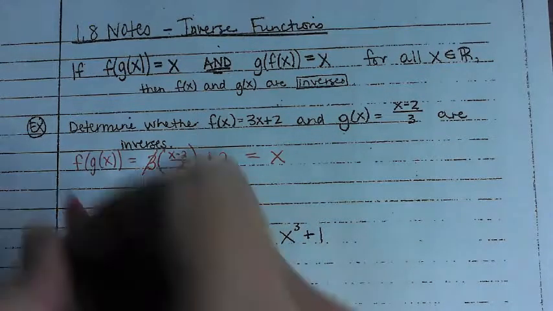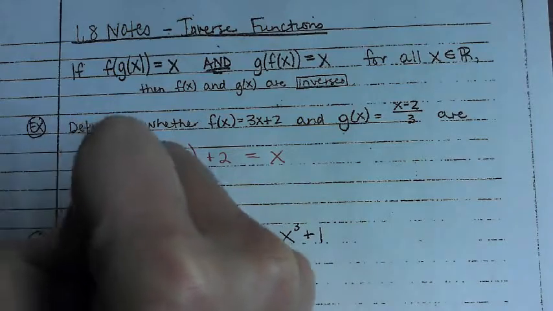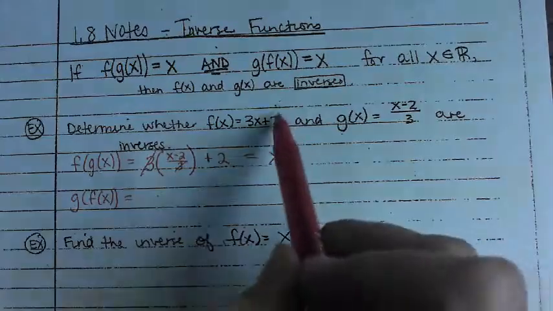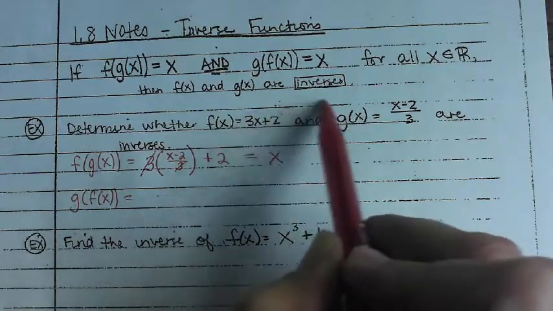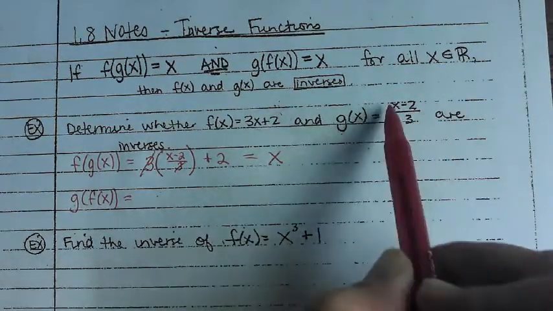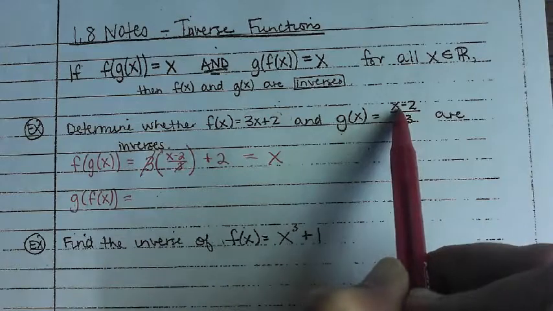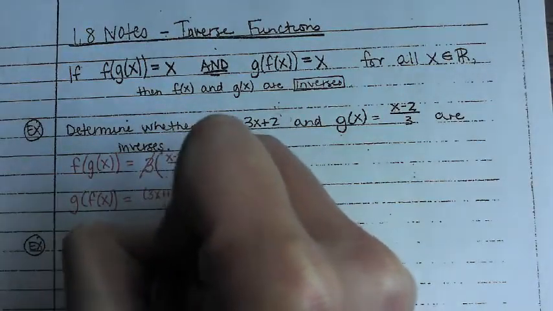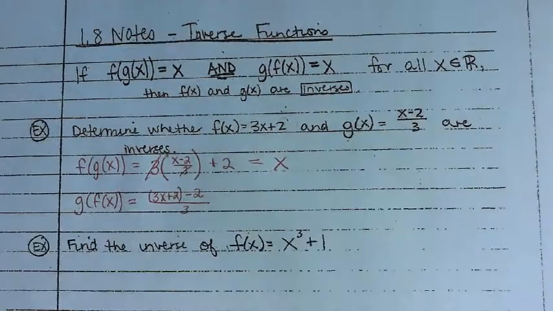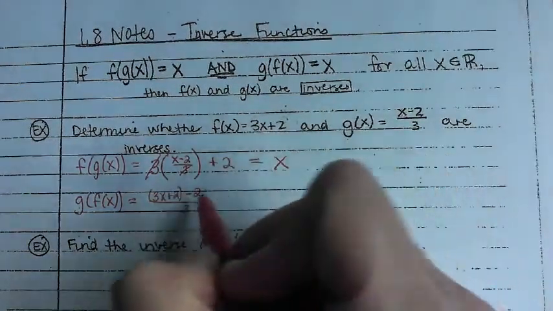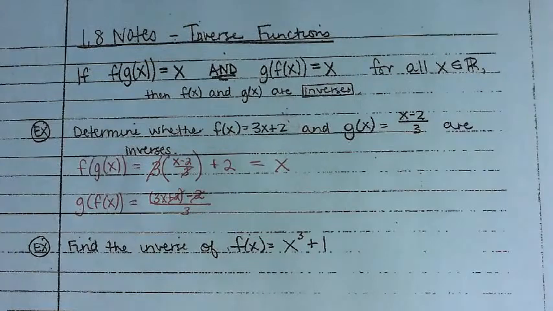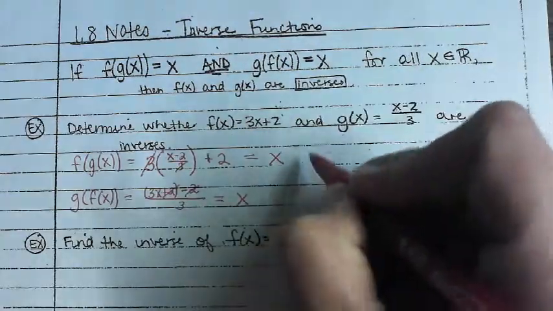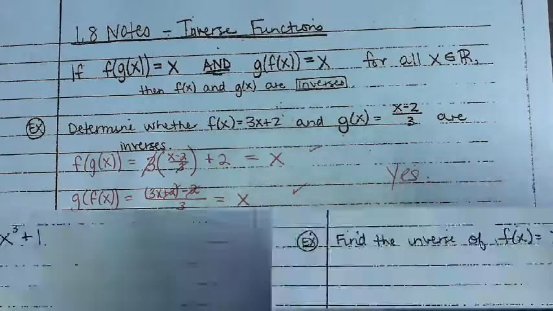We also then would have to verify with g of f of x, which is going the other way, taking your f of x function and plugging it into your g. So right away, I'm replacing this x with a 3x plus 2, minus the 2, all over 3. And obviously in your numerator, the 2 minus 2 would reduce, and then you just have 3x over 3, which is just x. So, yes.